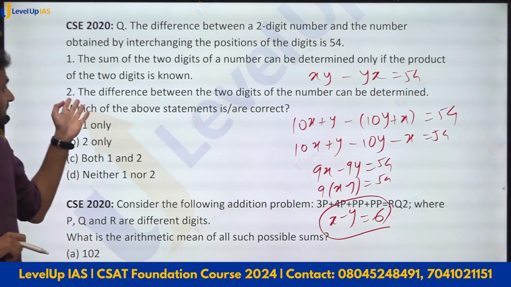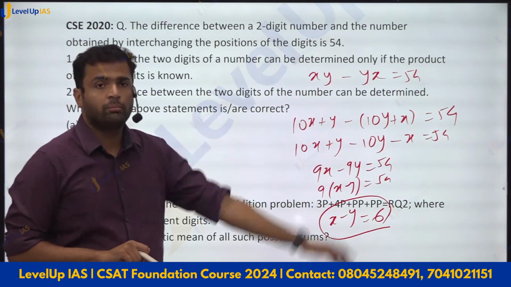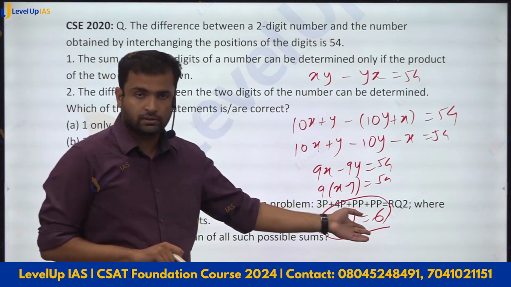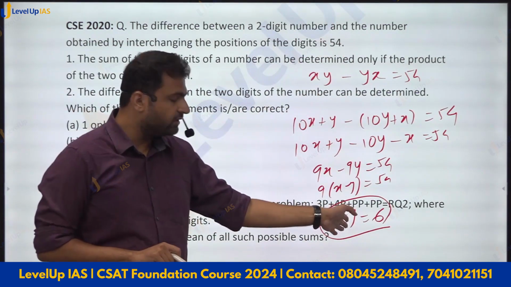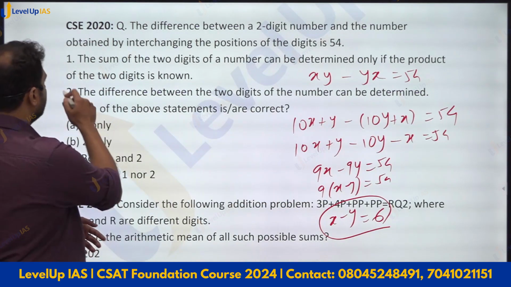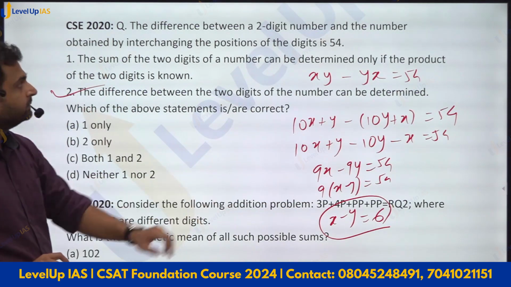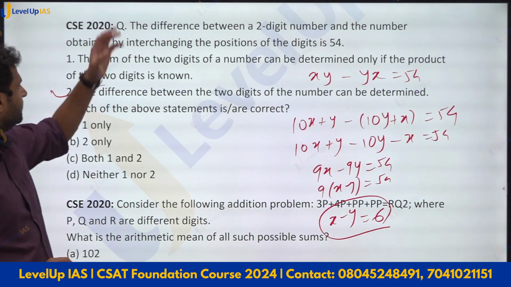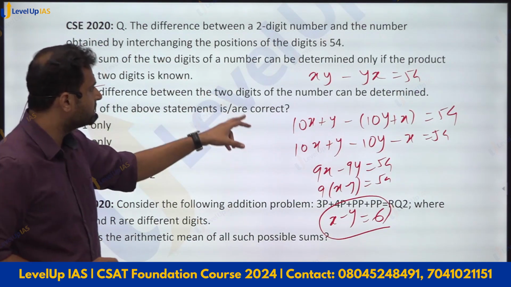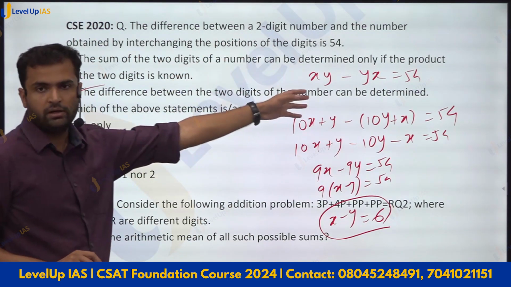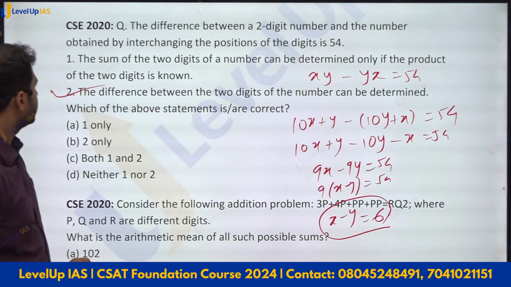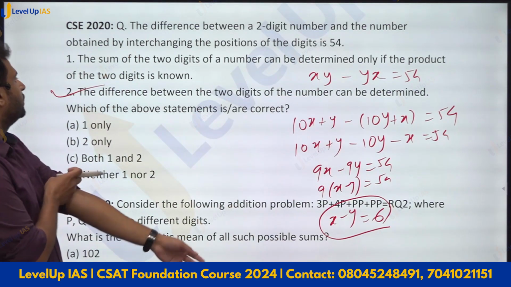Now let us read the second statement first. The statement says the difference between the 2 digits of the number can be determined. Yes, definitely, that is what we found, the difference between the 2 digits. So this statement is absolutely correct. The first statement says the sum of the 2 digits of the number can be determined only if the product of the 2 digits is known.